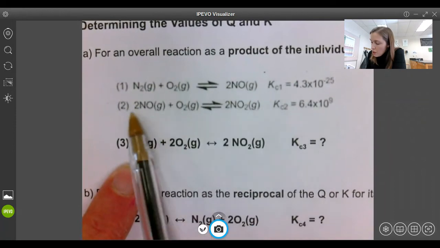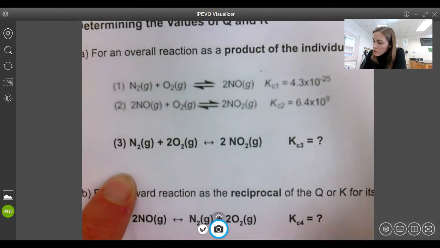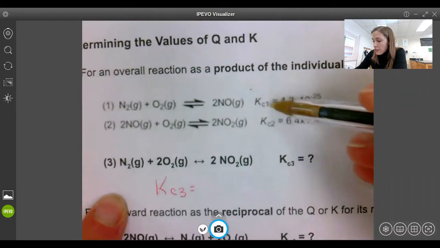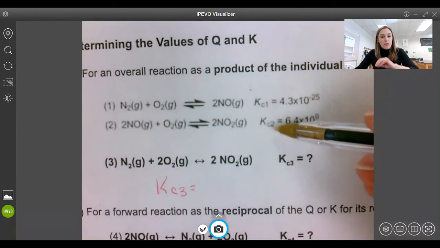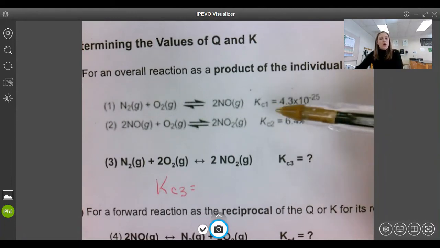If I cross out my 2 moles of nitrogen monoxide, I get this equation here. So if I'm looking for my Kc3 for this, it's just the combination of the two. This is where you have to be careful. This is different than when we did our enthalpy values in terms of Hess's law, where we added them.